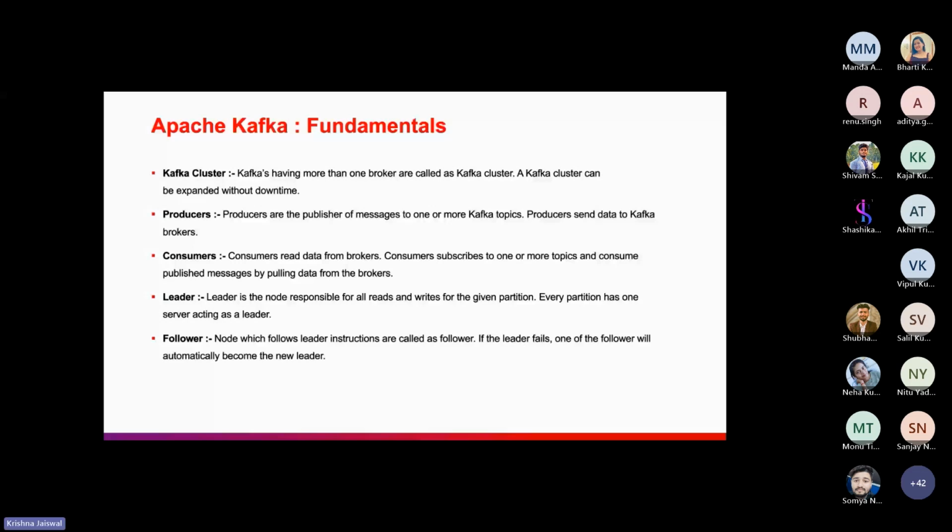Producer. Producers are the publishers of messages to one or more Kafka topics. Producers can send data to Kafka broker. The consumer can read data from broker. Consumer subscribes to one or more topics and consumes published messages by pulling data from broker.